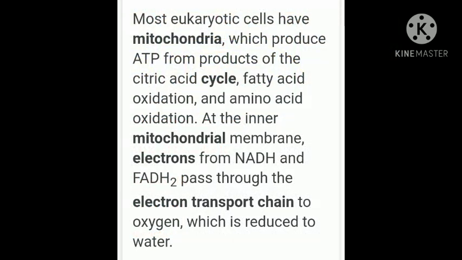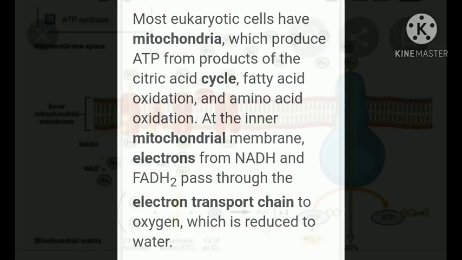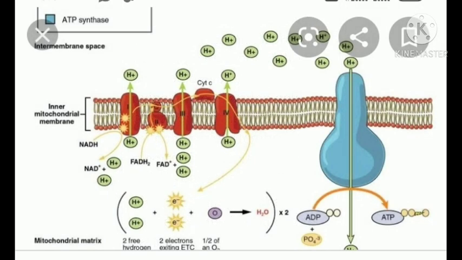NADH is oxidized at E0 of minus 0.32 V, and O2 is reduced at plus 0.82 V. During this journey, electrons lose some of their energy at certain points, which helps in the formation of ATP with the help of ADP and inorganic phosphate. Oxidation of one NADH plus H plus molecule yields 3 ATP molecules as under.